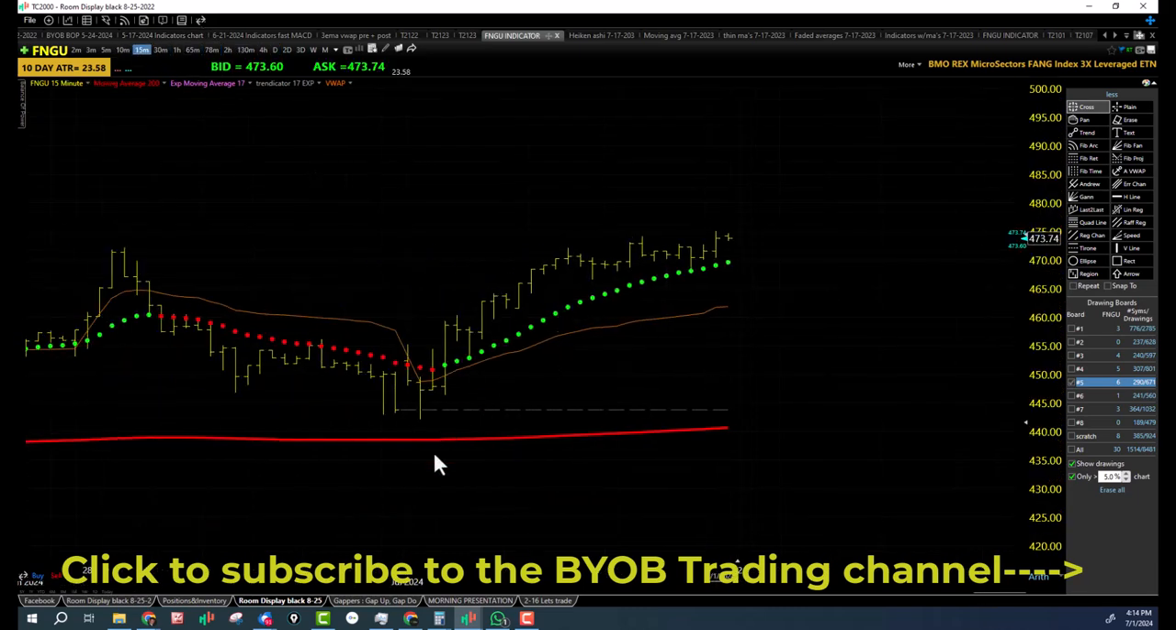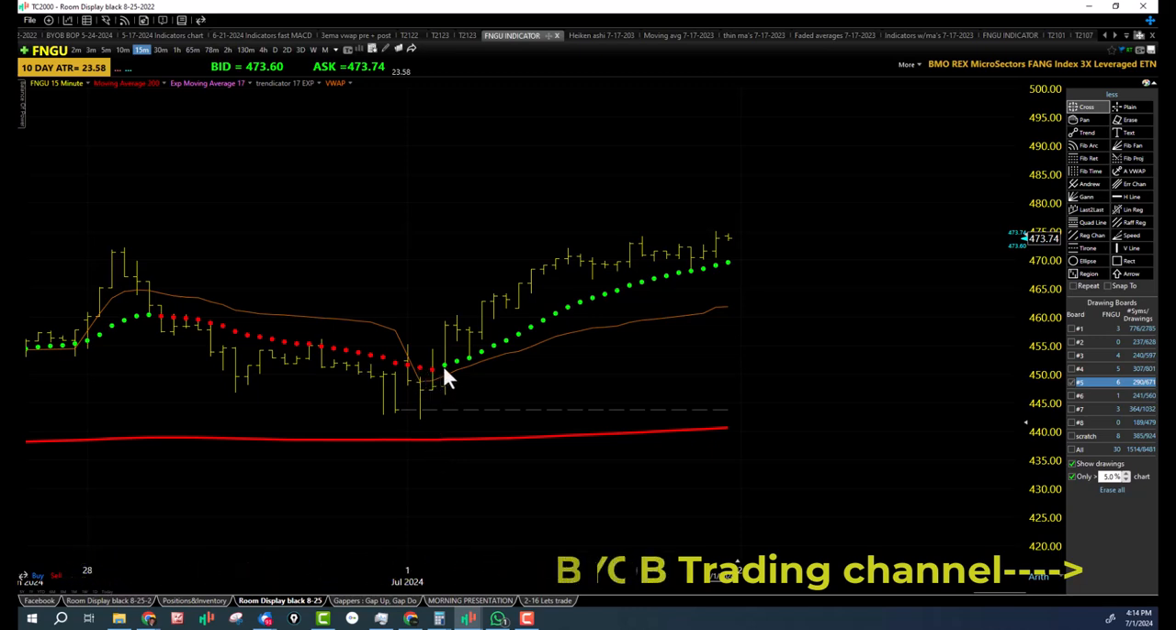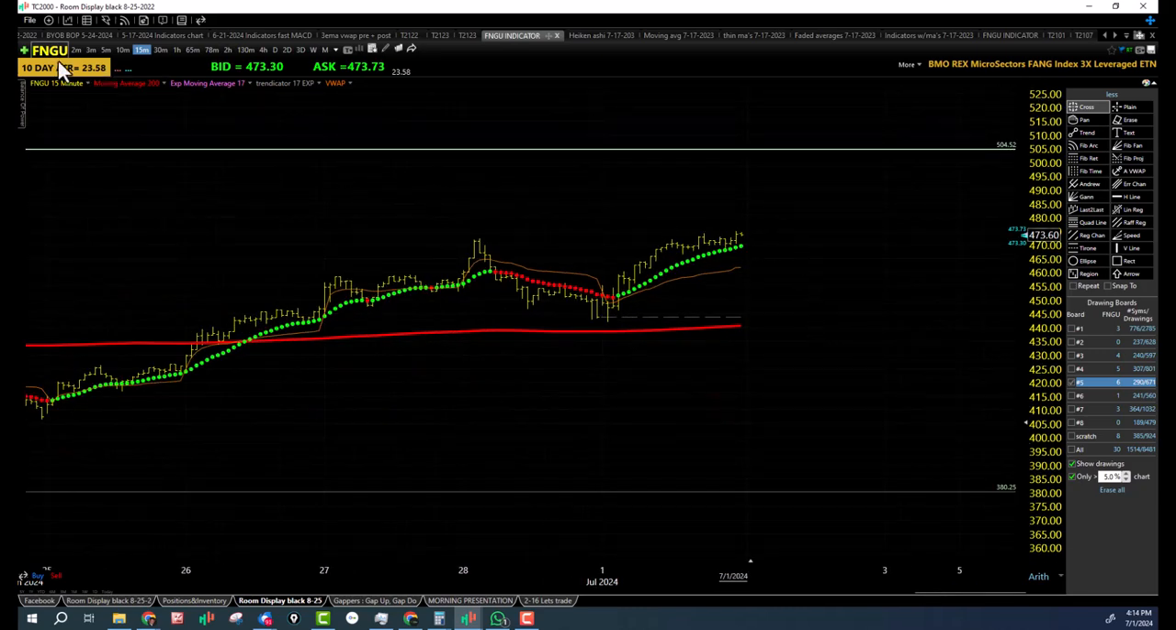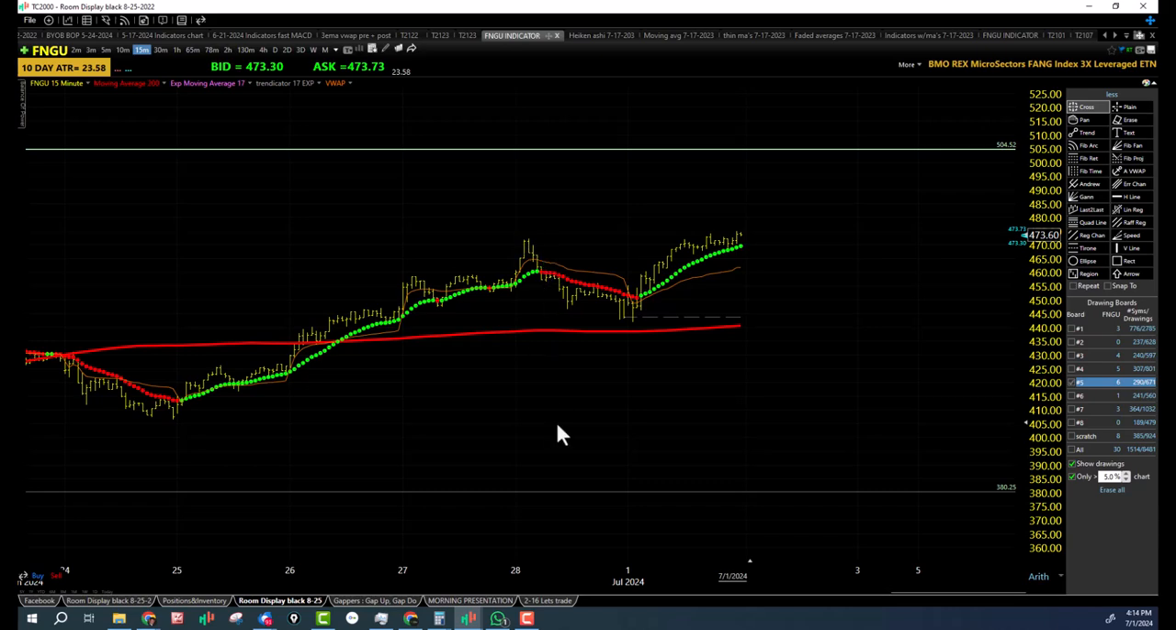Okay, so market opened up. We had a couple of red candles. And then the rest of the day, we just ran away from VWAP. VWAP's the brown line here. You can see price action ripped and then just bullied all day long, all the way up into the close. So nice work on FNGU.